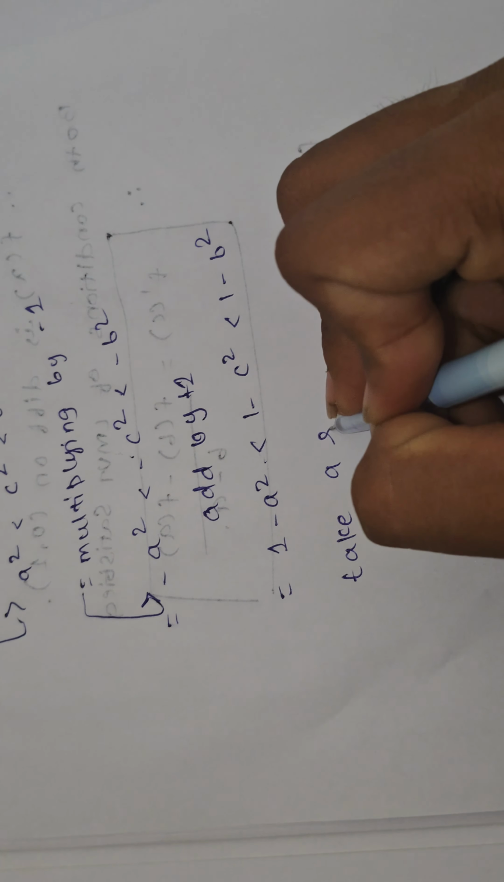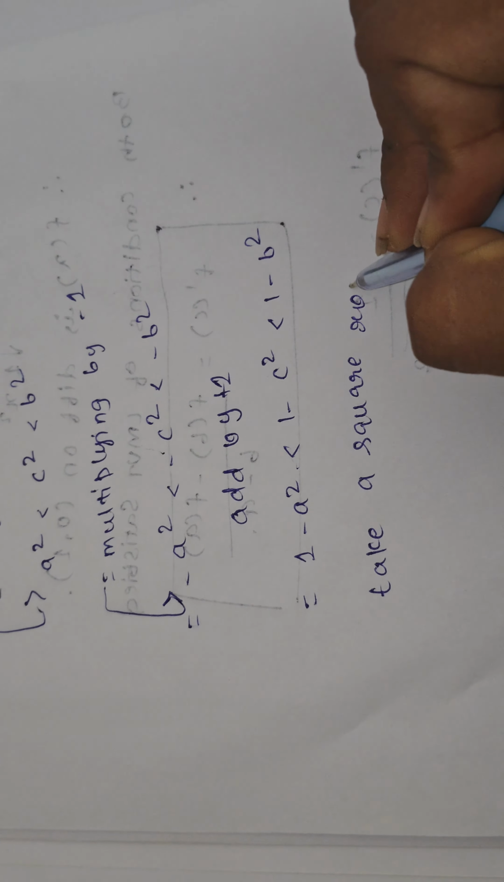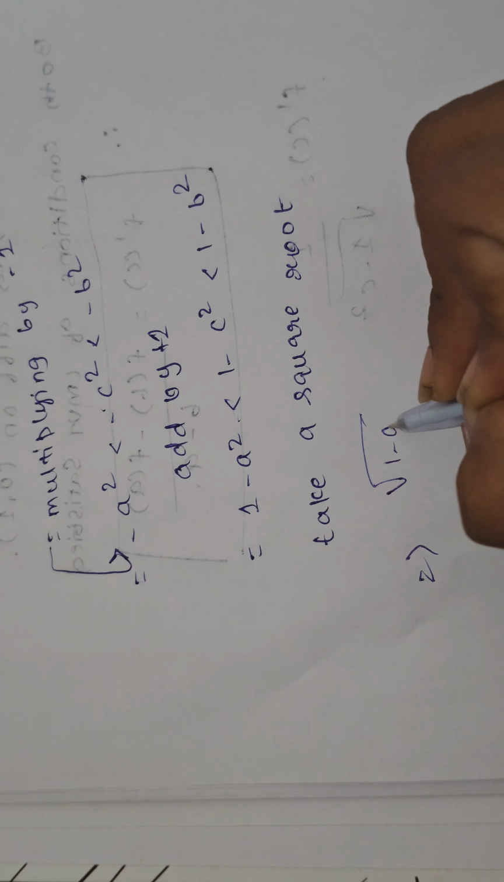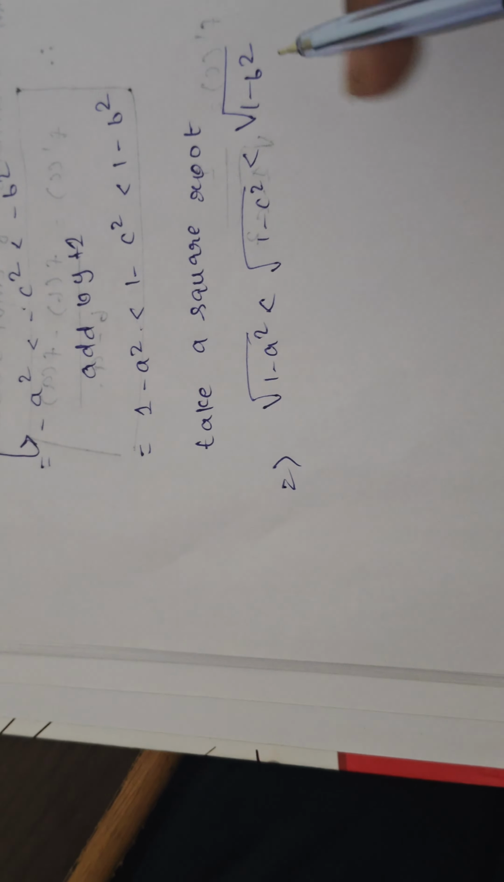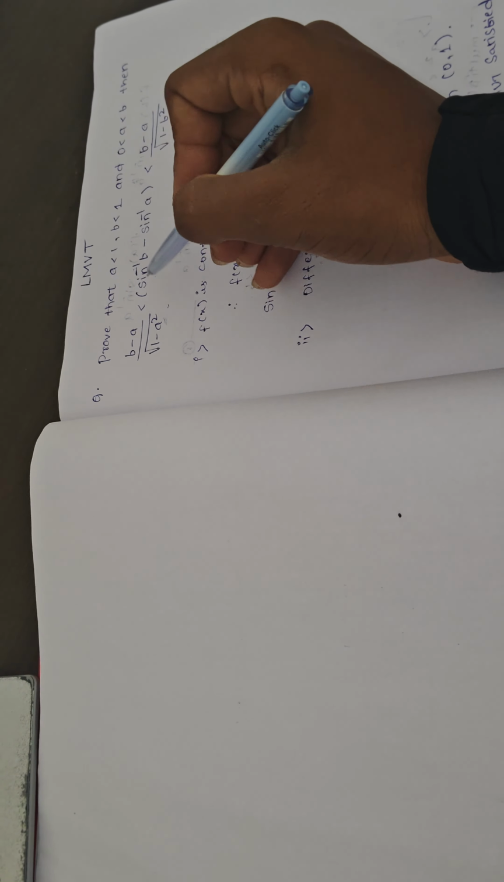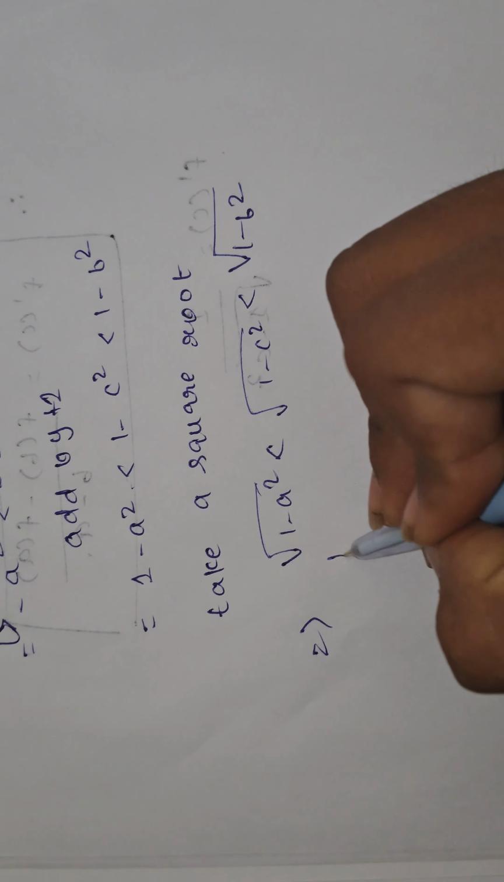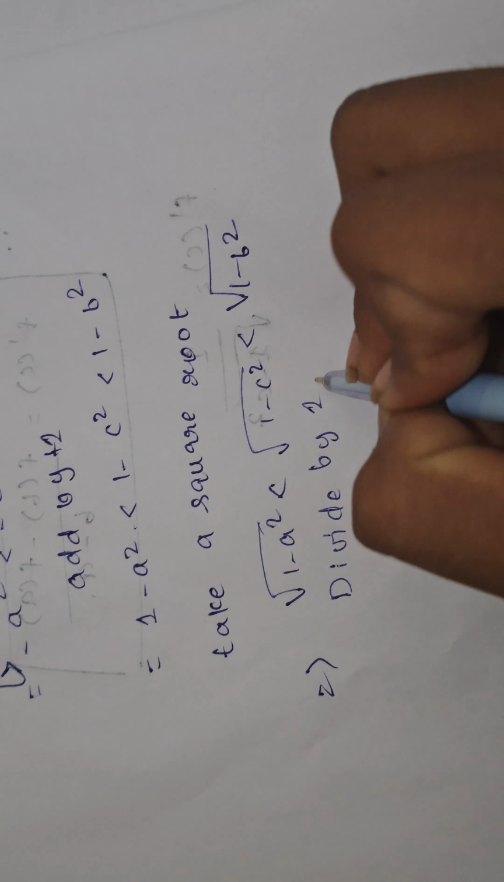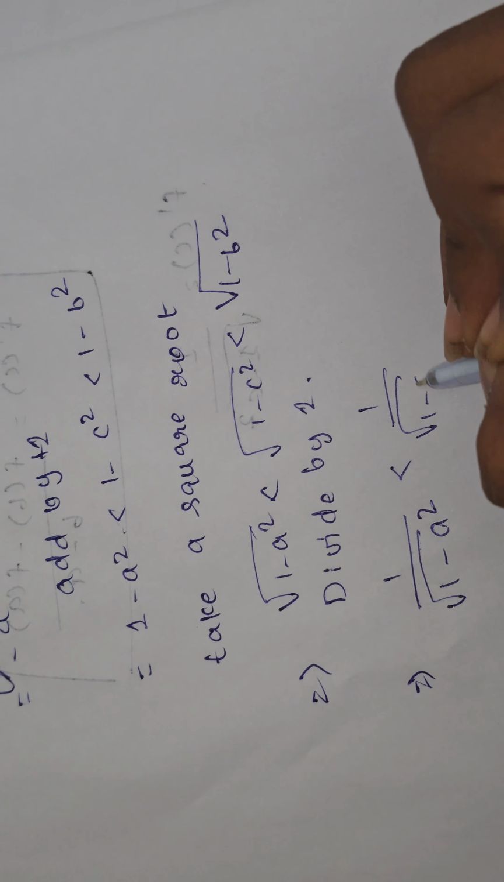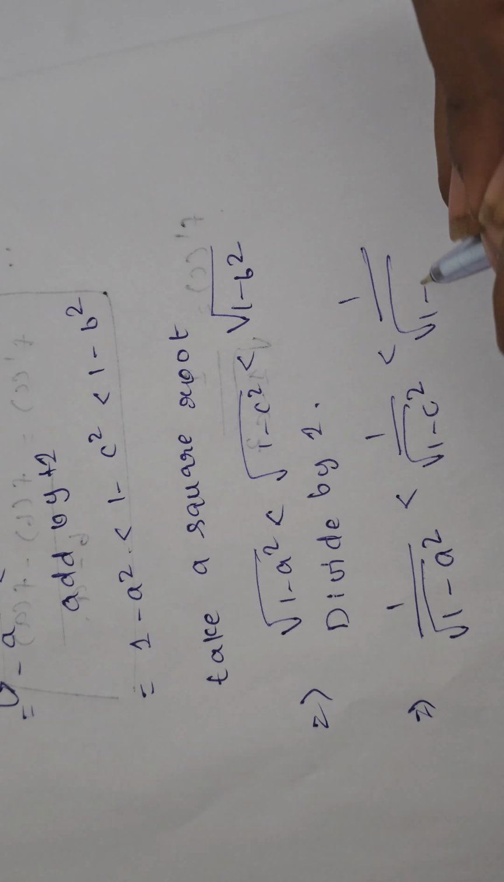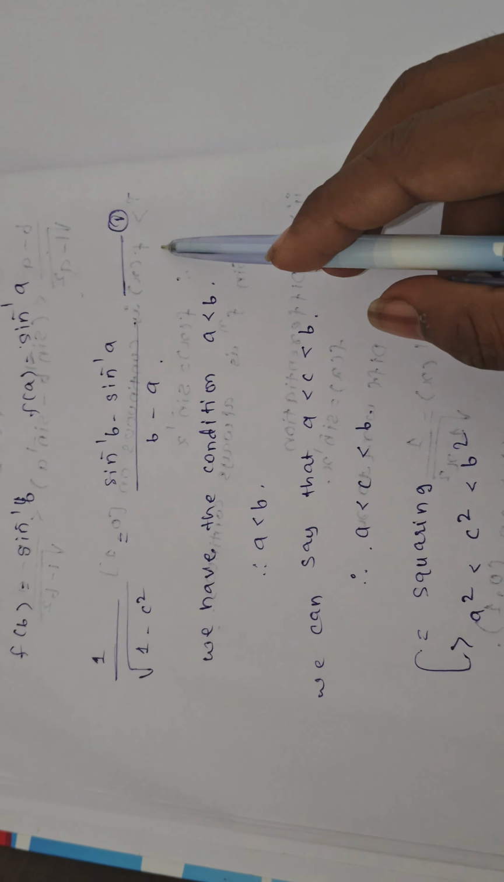Next, we have a square root. Let's take the square root: under root 1 minus a square, under root 1 minus c square, and under root 1 minus b square. Next, we have it in the denominator, so we divide 1 by it: 1 by under root 1 minus a square, 1 by under root 1 minus c square, and 1 by under root 1 minus b square. From equation 1 we can solve this, right?